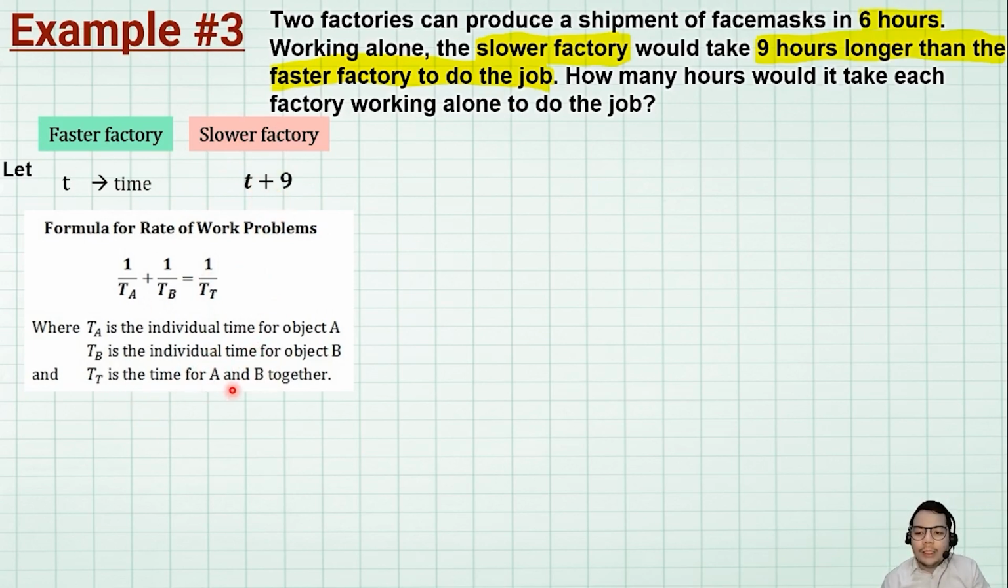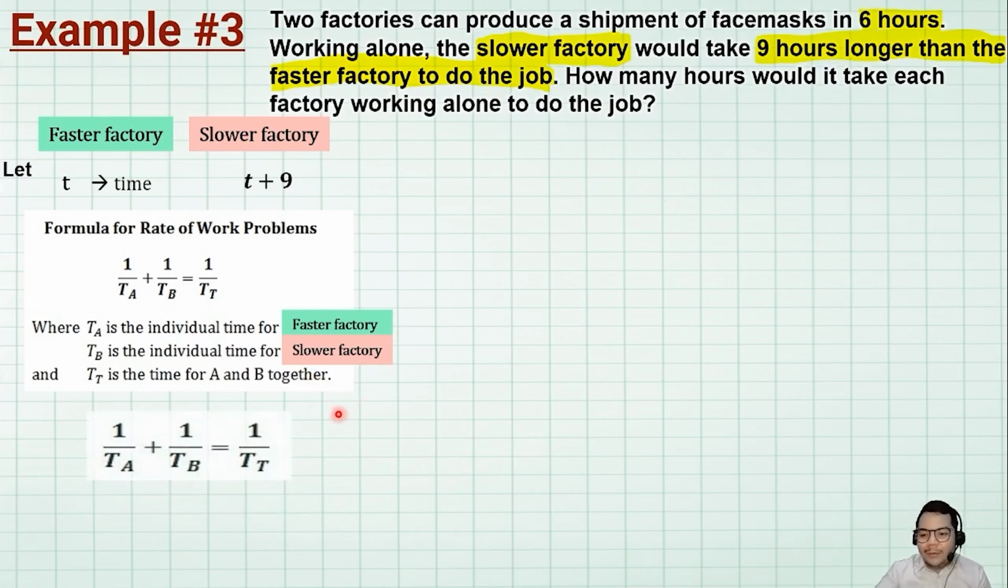Then, t sub t is the time for A and B together. So, the time for A and B working together. So, pwede nating ilagay dun mamaya si 6. Di ba? So, analyze pa natin. We can replace t sub A and t sub B as for the time, for the faster and the slower factory. So, yan. Lagay na natin siya dun sa formula.